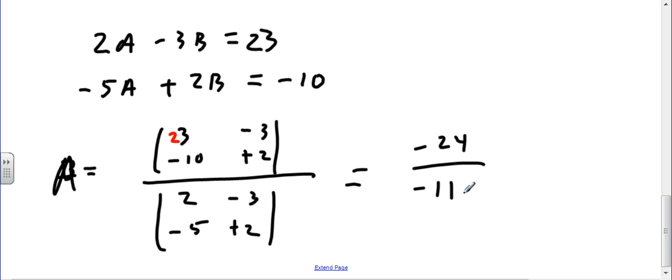Okay, so minus 11's right. But this is 46 minus 30 is 16. Now we got a negative number on the bottom.